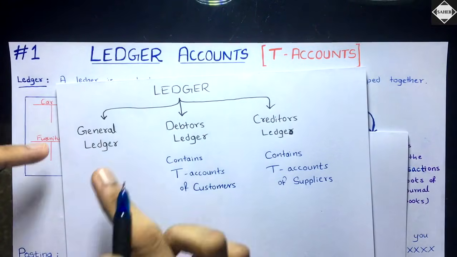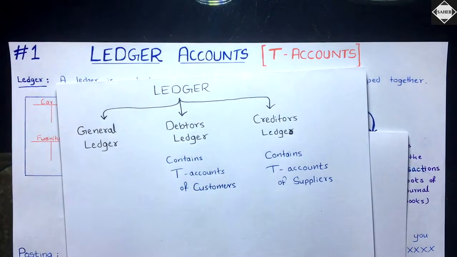In general ledger you will take mainly all the T accounts. Whether it is purchases, sales, furniture, everything will go into the general ledger. All the ledger accounts will go into the general ledger.